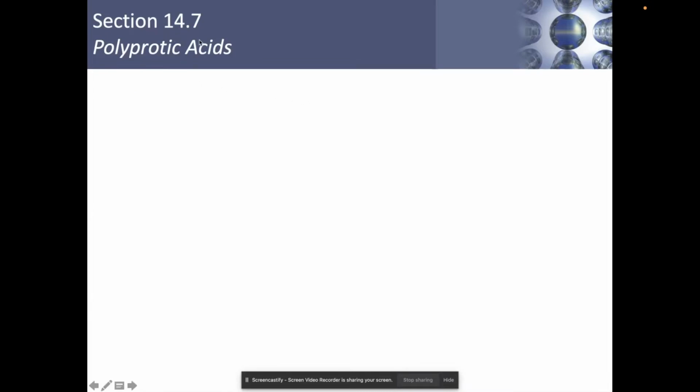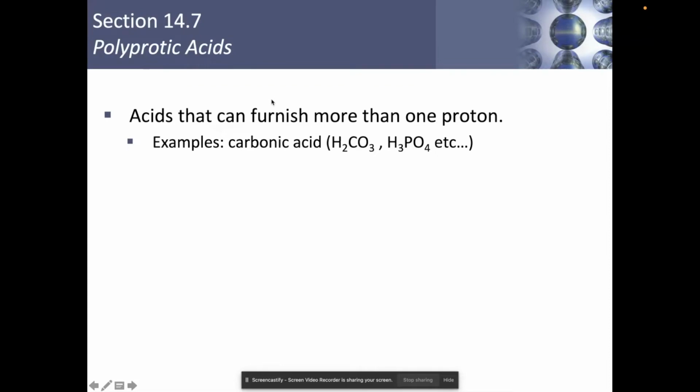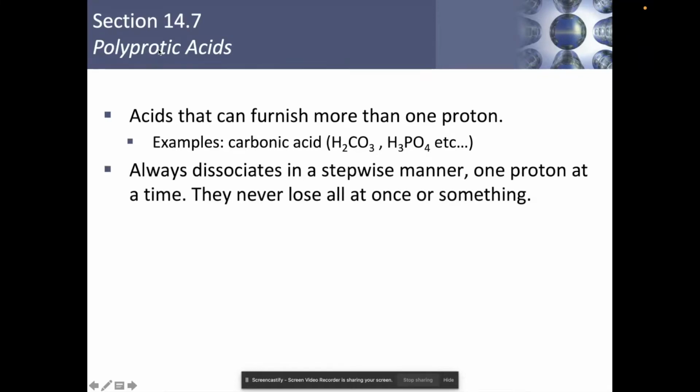So section 14.7 is about polyprotic acids. Polyprotic means multiple protons. What we're really thinking of here are acids like carbonic acid or phosphoric acid, where you have multiple hydrogens that can be donated. Acids that can furnish more than one proton when they're undergoing a dissociation are called polyprotic acids.